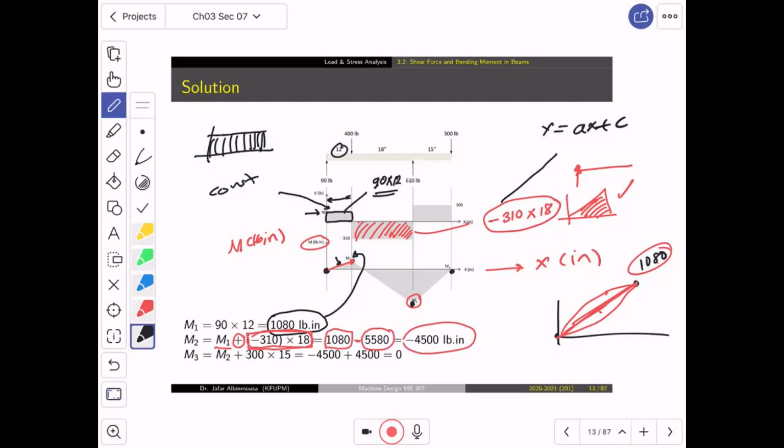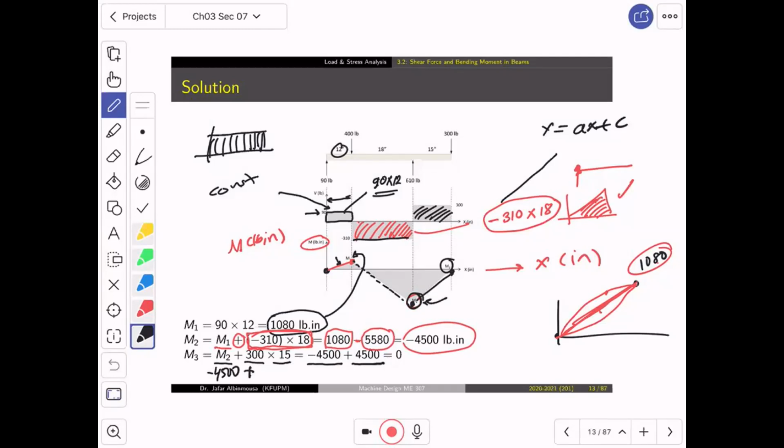It's a minus. Again, because this is a straight line, all you need to do is connect this with a straight line. Now, I think you know what to do. In order to find M3, look what we would do. We have M2, this one, which is minus 4,500, plus this area. This area is 300 multiplied by 15. So we have minus 4,500 plus 4,500, you get 0. So you are perfect. That's it.